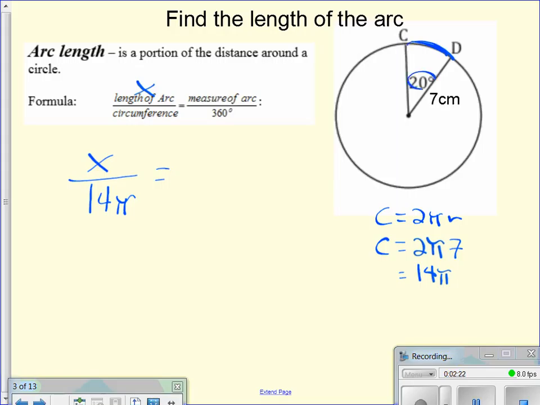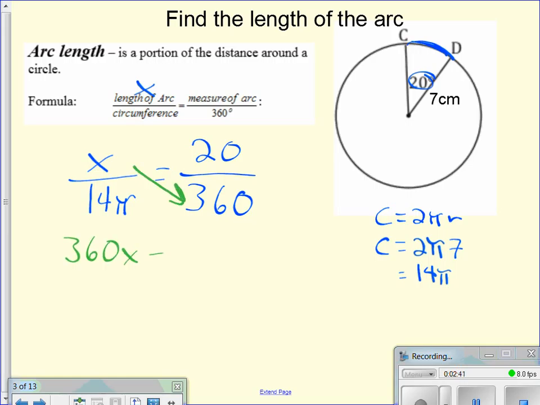The measure of the arc then is this degree. It's the portion of the circle you want, which is 20 in this case, always out of 360, because I want basically 20 degrees out of the 360 of the circle. Then we've got a fraction equals a fraction. We always cross multiply. So I get 360x equals 20 times 14 pi. I'm going to throw that right in my calculator, and I'd get 879.646.